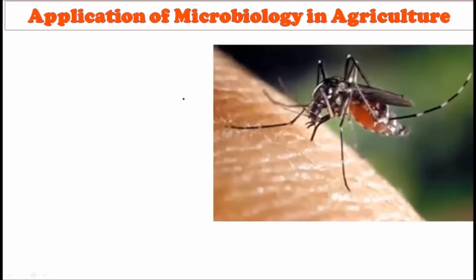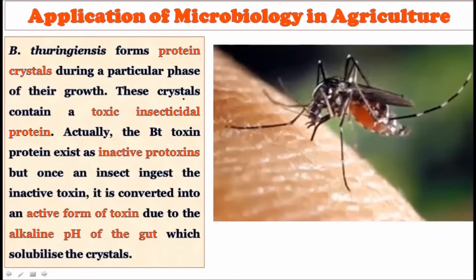Okay, now see. What is the exact mechanism? Okay, how is Bacillus thuringiensis able to kill these caterpillars?